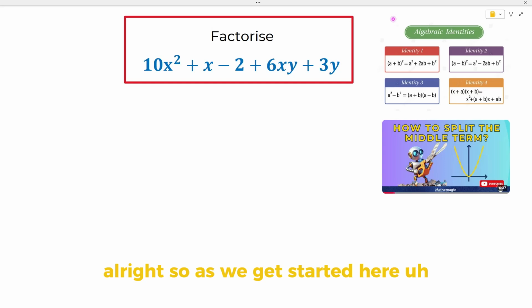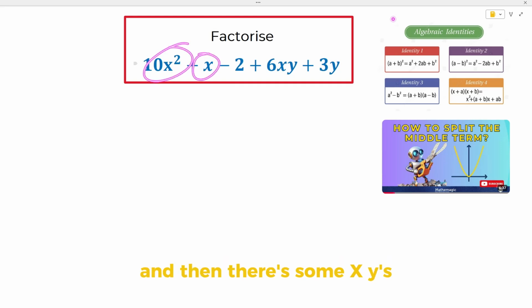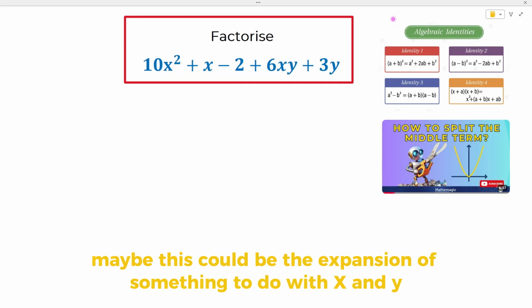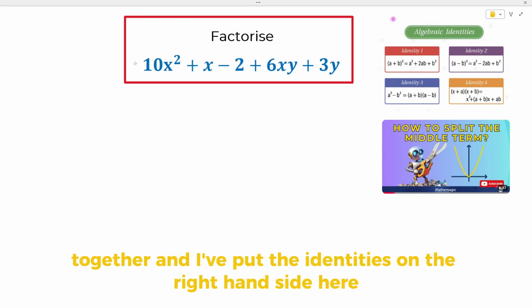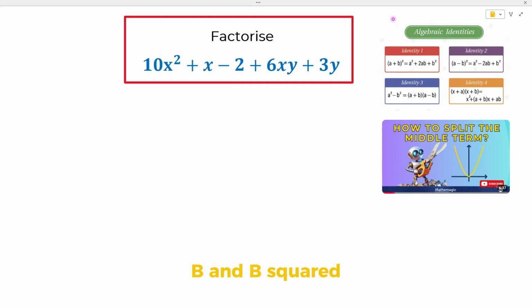All right, so as we get started here, immediately we see that there's some x squares and there's some x's and then there's some xy's. And so maybe this could be the expansion of something to do with x and y together. And I've put the identities on the right-hand side here. When you expand a plus b squared, you get a squared, 2ab, and b squared.